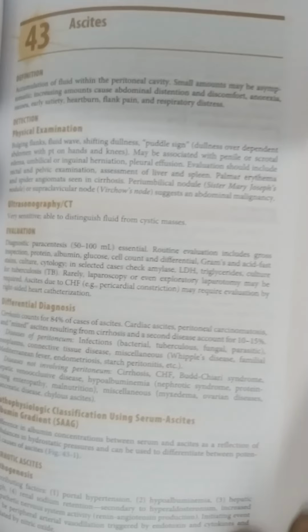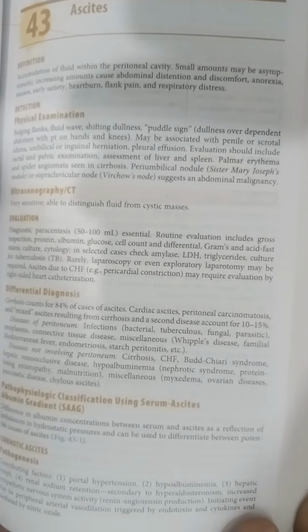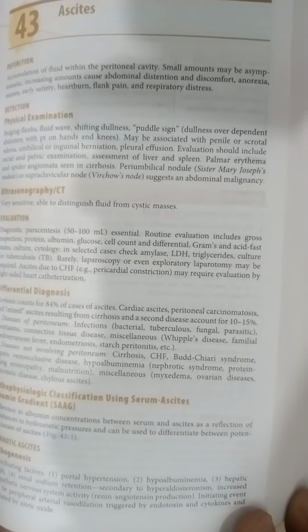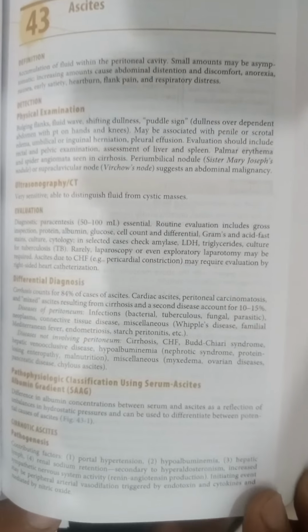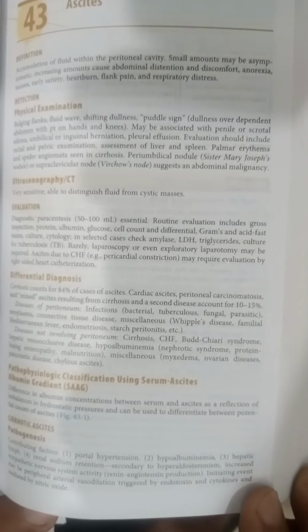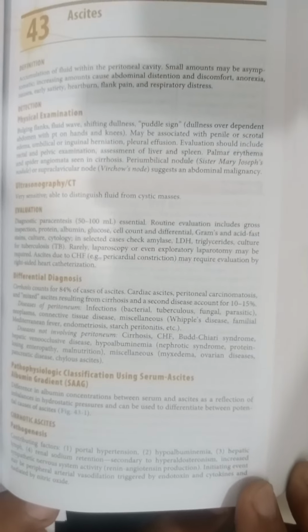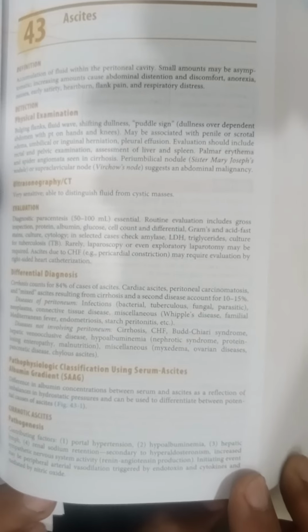Today's topic of discussion is ascites. Definition: accumulation of fluid within the peritoneal cavity. Small amounts may be asymptomatic. Increasing amounts cause abdominal distension and discomfort, anorexia, nausea, early satiety, heartburn, flank pain, and respiratory distress.